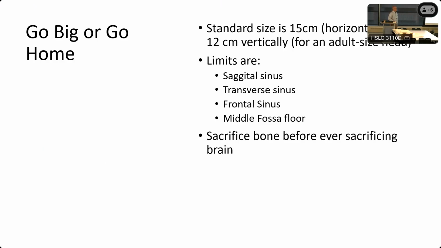One principle for decompressive craniectomy is go big or go home. There are no half measures here. Your standard size is 15 by 12 for an adult-sized head. Your limits are the sagittal sinus, the transverse sinus, which is really hard to get to, and the frontal sinus. I've only seen one frontal sinus violation. As long as you're getting to Whitnall's peak and then taking that linearly down to the keyhole, it's very hard to get to the frontal sinus.